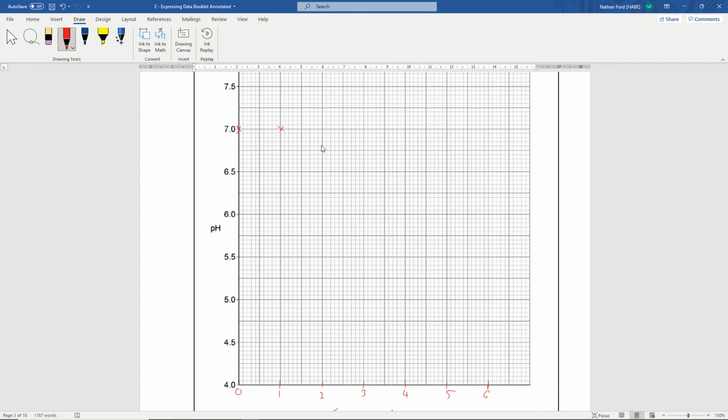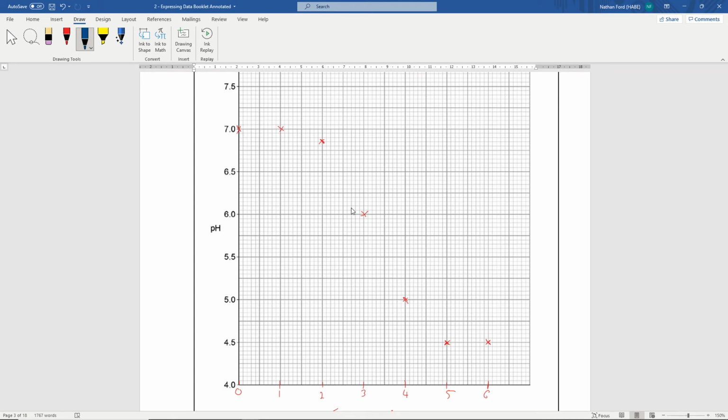At 2, I've got 6.7. At 3, I've got 6. At 4, I've got 5. At 5, I've got 4.5. And 6, I've got 4.5. Okay. Now, as you can see, I now have a plot.